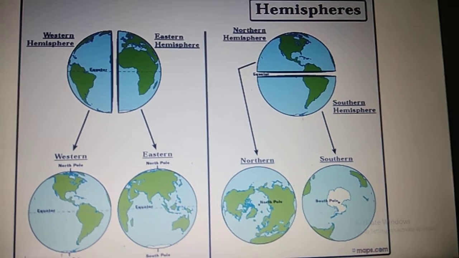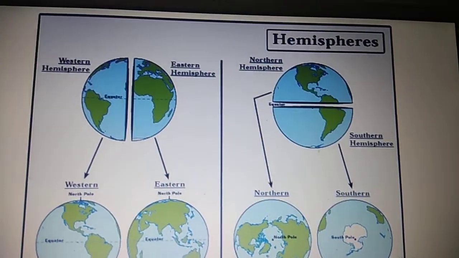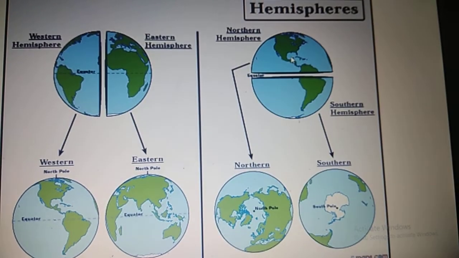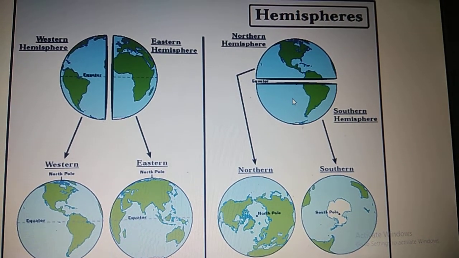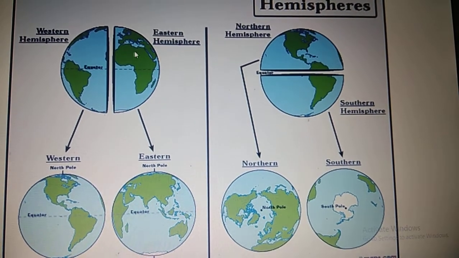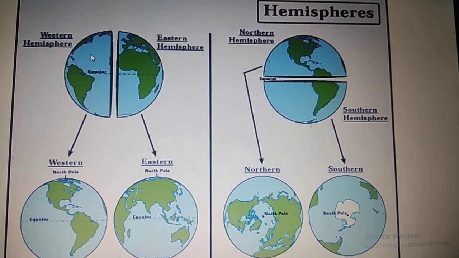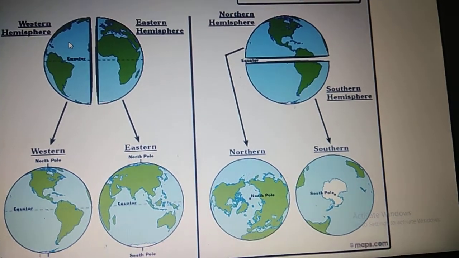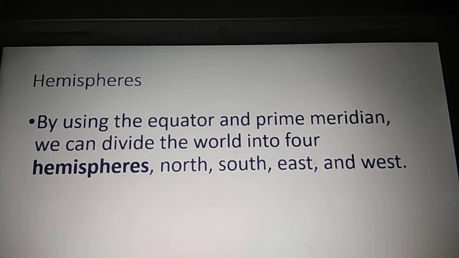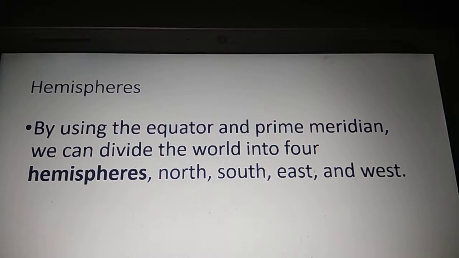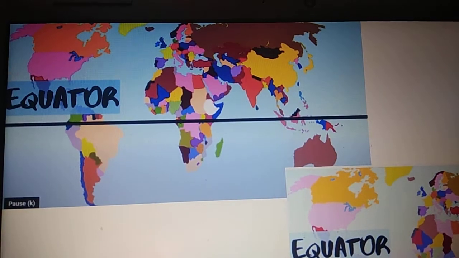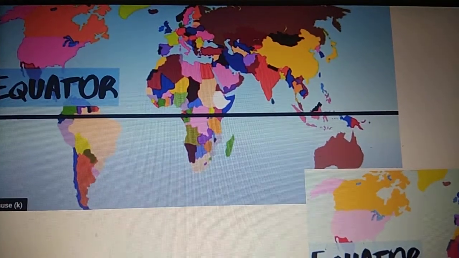So children, you see the equator divides the earth into two equal halves. Above the equator is the northern hemisphere, below the equator is the southern hemisphere. And what does the prime meridian do? It divides the earth into eastern and western hemispheres. Right side is eastern hemisphere and left side is western hemisphere. So what are hemispheres? They are equal halves. So by using the equator and prime meridian, we can divide the world into 4 hemispheres: north, south, east and west.